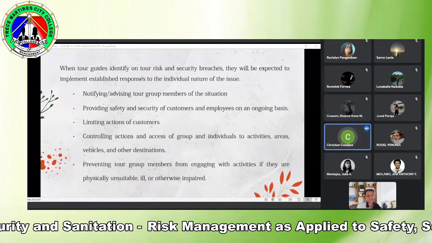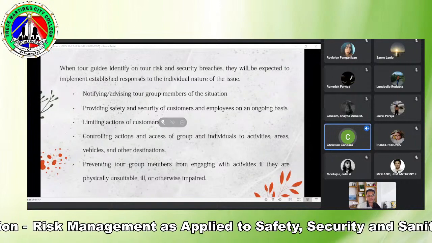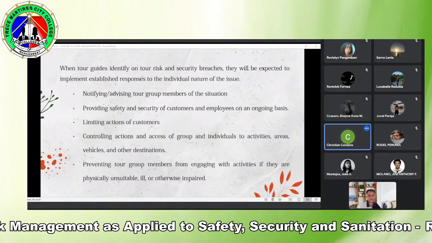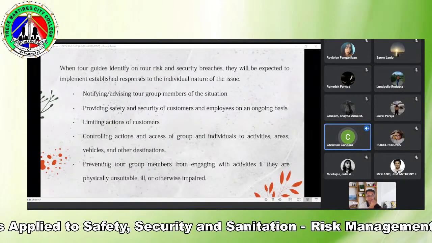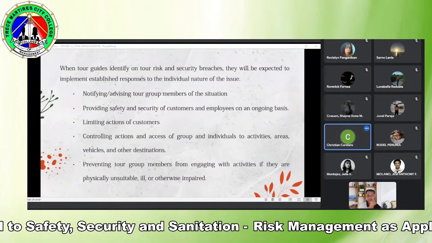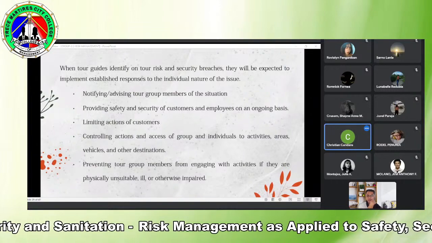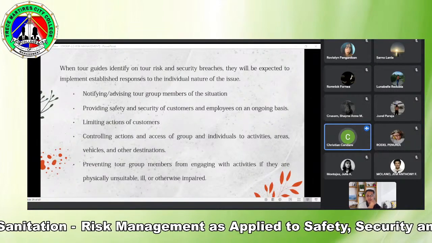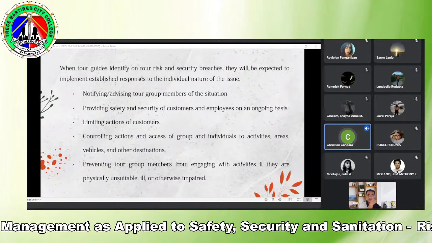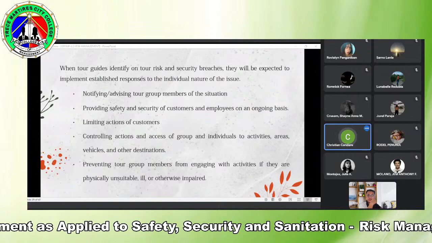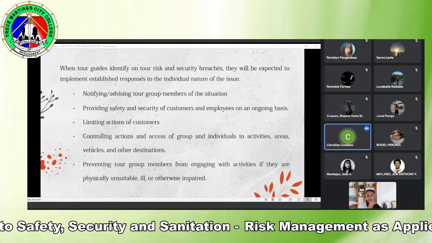Next is providing safety and security of customers and employees on an ongoing basis. Control is important to customers' interaction because employee service productivity and service quality influences customer perceptions of service value. Organizations want long-term and mutually beneficial relationships among their employees and customers.